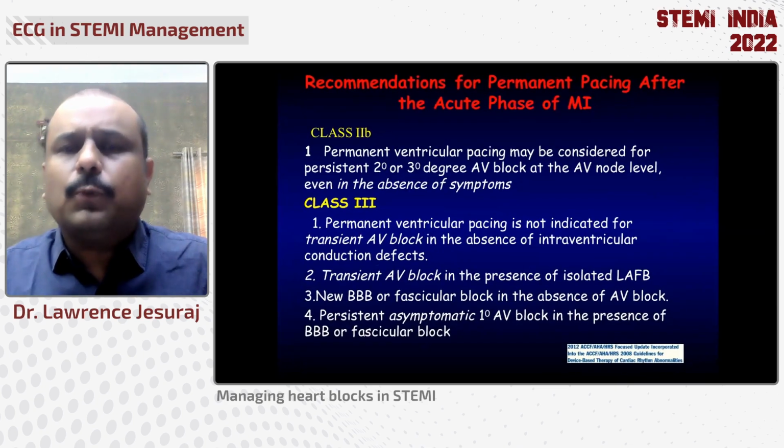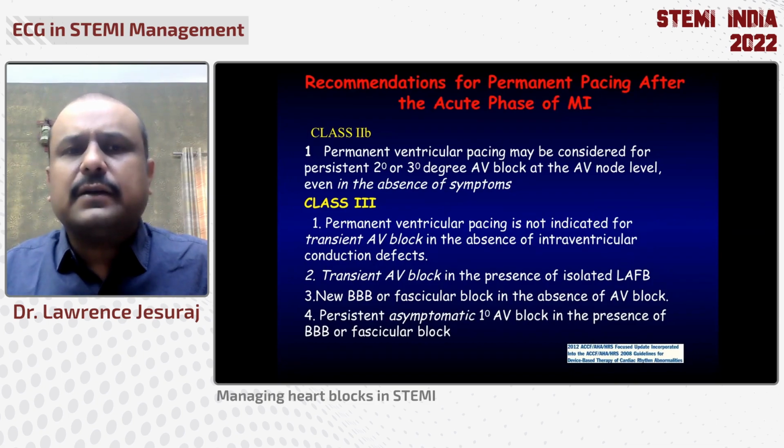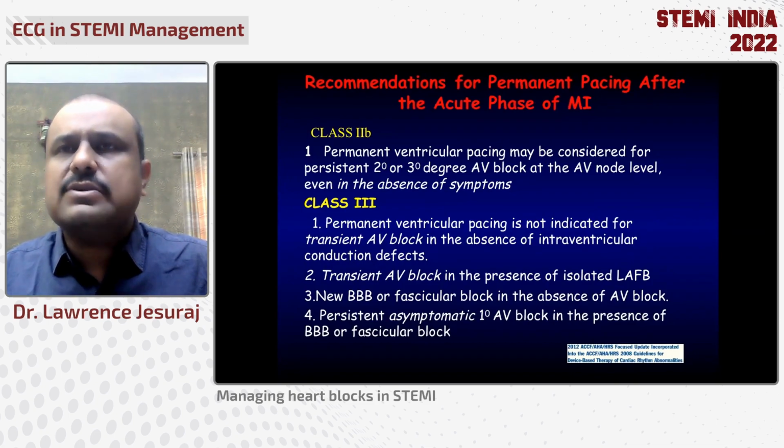Where you don't put a pacemaker: a permanent pacemaker is not indicated with transient AV blocks in the absence of any intraventricular conduction defects; transient AV blocks in the presence of an isolated left anterior fascicular block; new bundle branch block or fascicular block in the absence of an AV block; or persistent asymptomatic first degree AV block in the presence of any bundle branch or fascicular block.